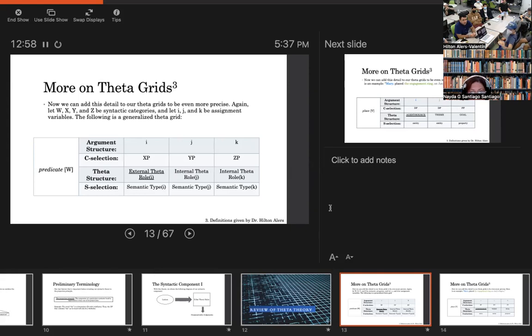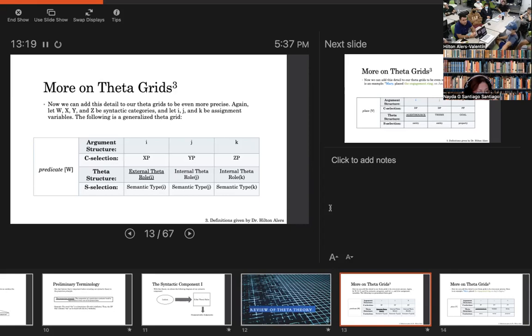The third thing is what we call theta structure, where the theta roles come in. Remember theta roles like agent, patient, theme, et cetera. And this is also where we see the distinction between external and internal. External, you can think of it like the subject, and internal, you can think of it like the rest.